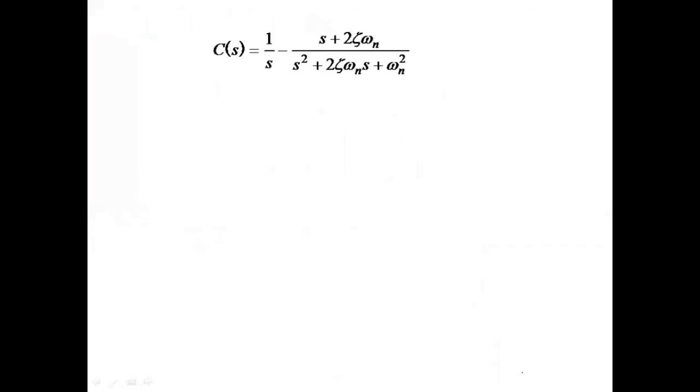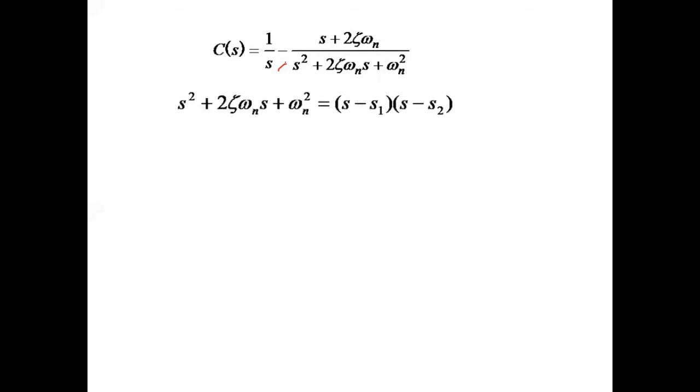So we can obtain C of s as 1 by s, as A is equal to 1, minus (Bs). B is equal to minus 1, hence we have represented it here as minus. Then we have substituted for C and we have obtained s plus 2 zeta omega n divided by s square plus 2 zeta omega n s plus omega n square.